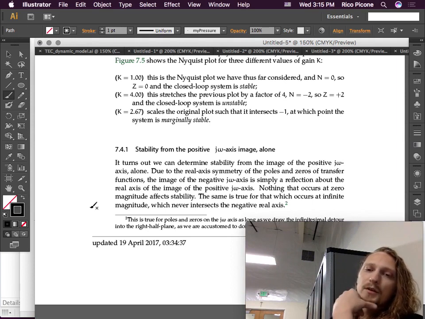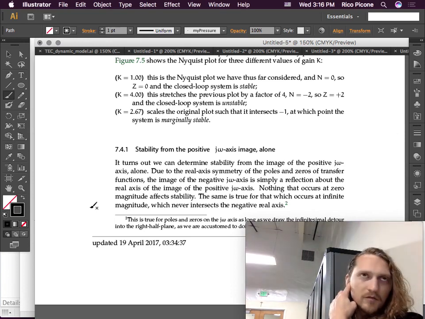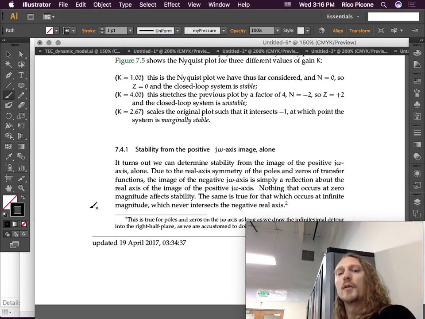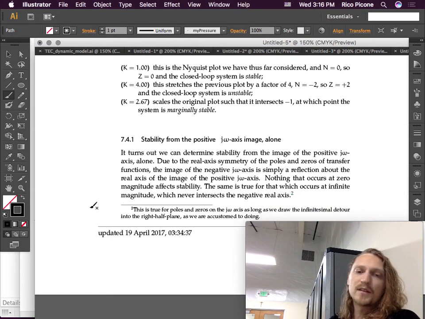The same is true for that which occurs at infinite magnitude, which never intersects the negative real axis. And so that one's a little bit more subtle, but if you go through the argument, it is also true for poles and zeros on the j omega axis, as this footnote discusses.